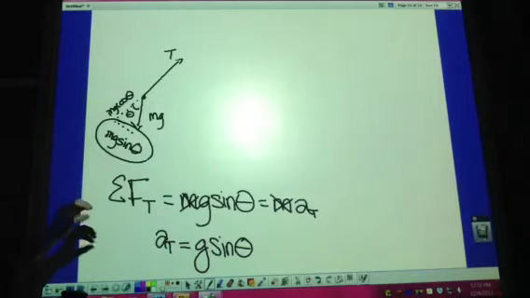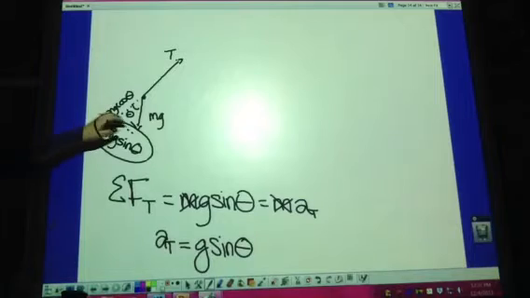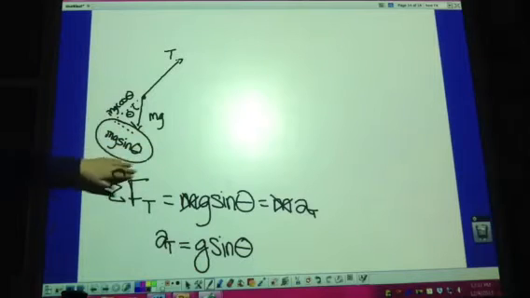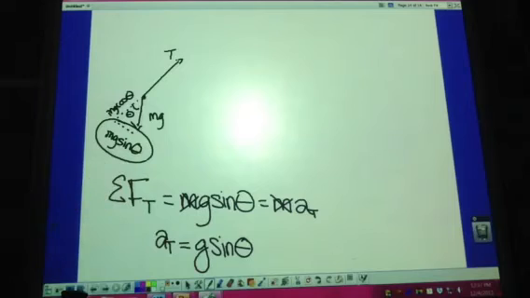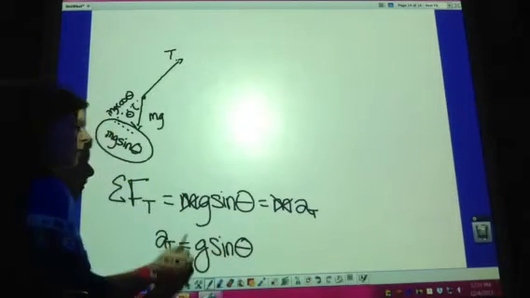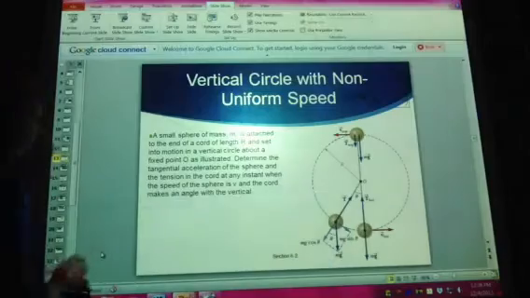Okay, so this would be my answer for that tangential acceleration. I chose this as the tangential force because it would be the one moving tangent to that circle. So this would be the force producing the tangential acceleration. So we can set those two equal, masses end up canceling, and I get g sine theta. Well, let's look at the second part of that problem.